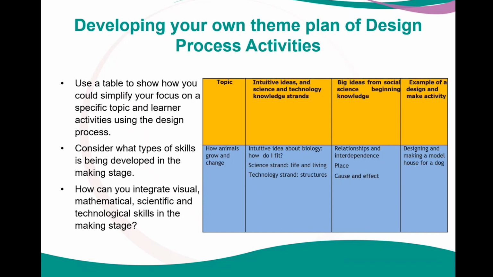If you look at table 6.3, there are considerations for design activities based on building a house for a pet dog. And now we're looking at how the topic would be how animals grow and change. The intuitive idea about biology would be how do I fit? The science strain will be life and living. The technology strain will be structures. When it comes to the big ideas, you're looking at relationships and interdependence, place, cause, and effect. And obviously, the activity would be to design and make a model for a house for a dog.